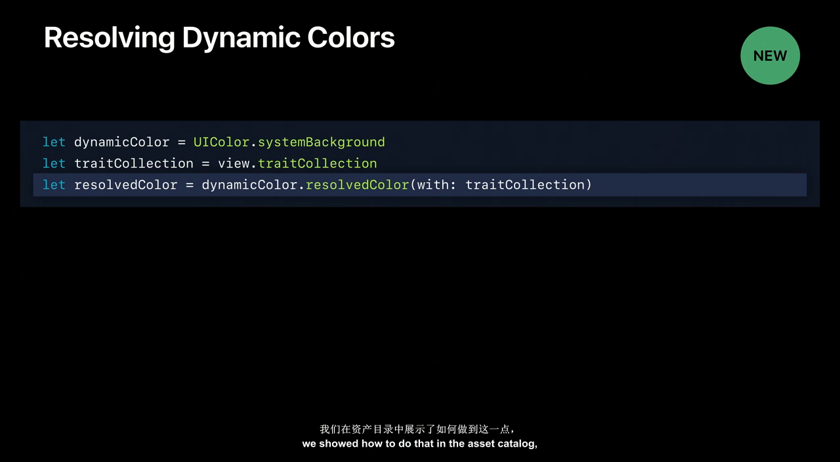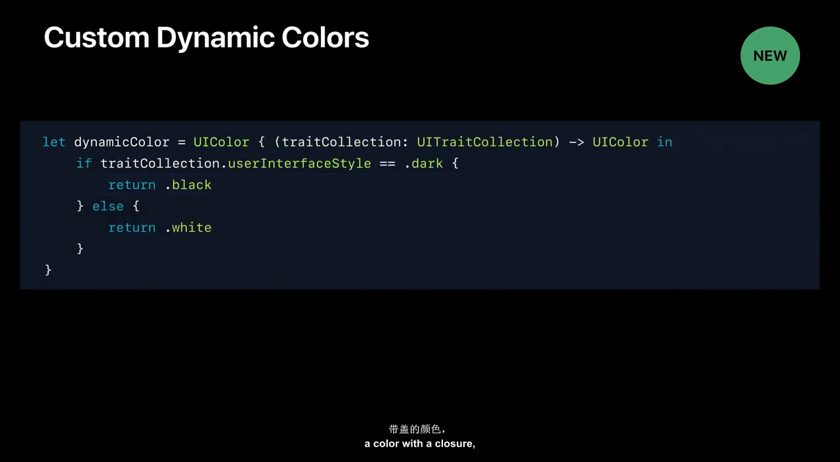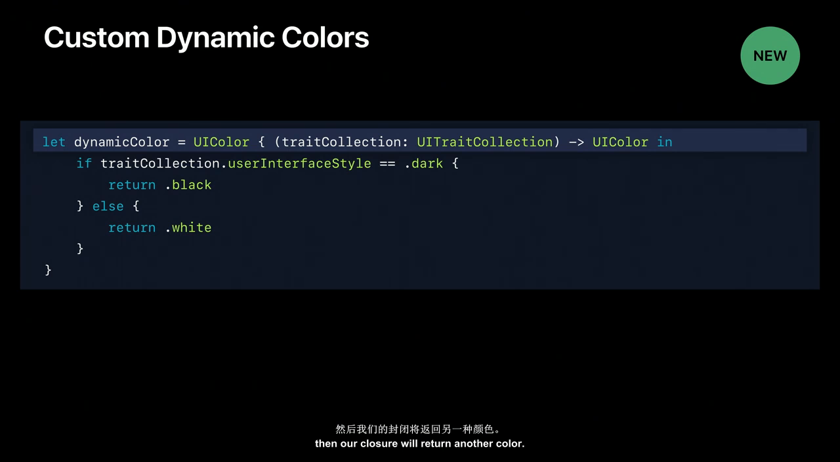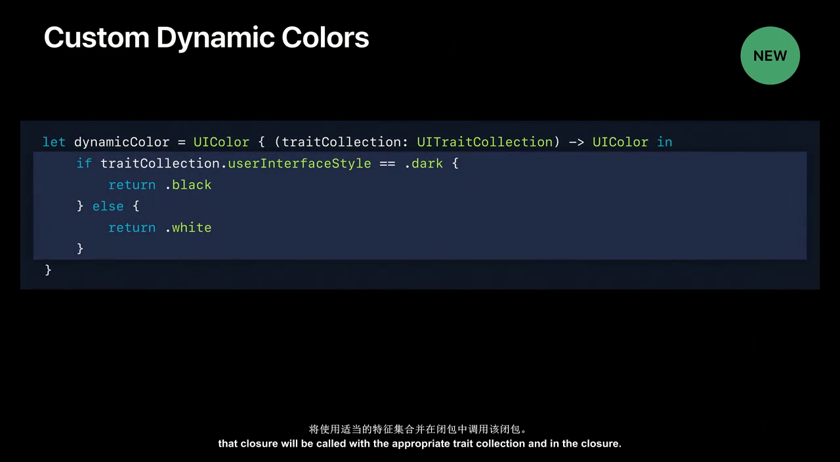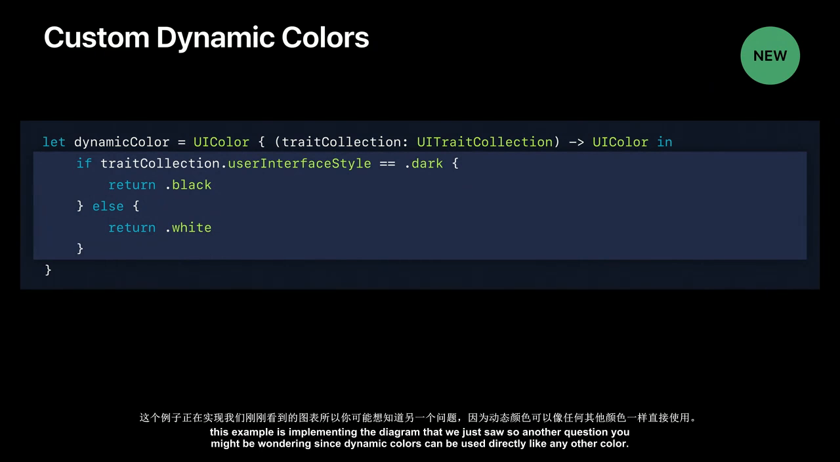You can also make custom dynamic colors. We showed how to do that in the asset catalog, but you can do that in code as well. Initialize a color with a closure, and the argument is a trait collection. Then our closure will return another color. So each time this dynamic color needs to be resolved, that closure will be called with the appropriate trait collection. And in the closure, you can use that trait collection to determine another color to return. This example is implementing the diagram that we just saw.